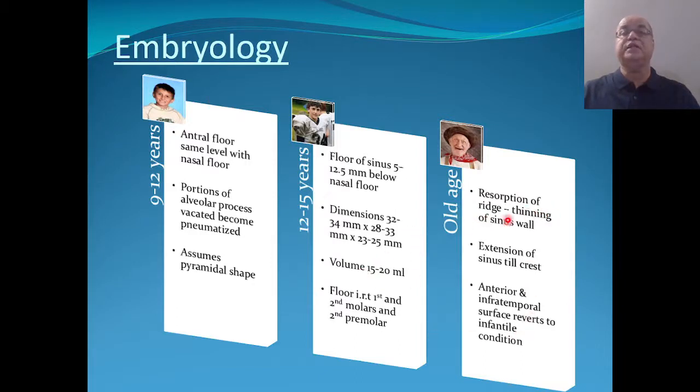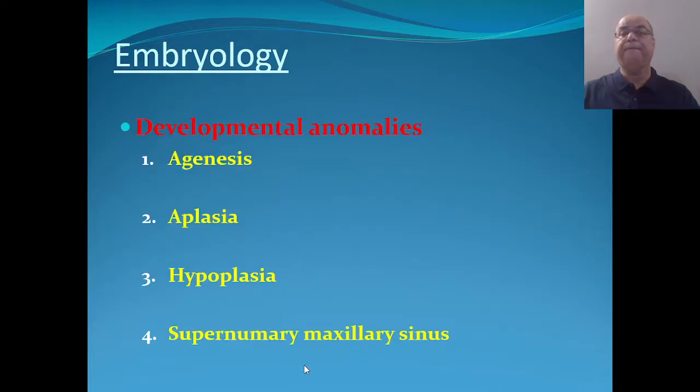In old age there is resorption of the ridges, thinning of the sinus walls and extension of the sinus till the crest. Developmental anomalies can be agenesis, where there is no development of the maxillary sinus, or aplasia, or hypoplasia, or there can be a supernumerary maxillary sinus.